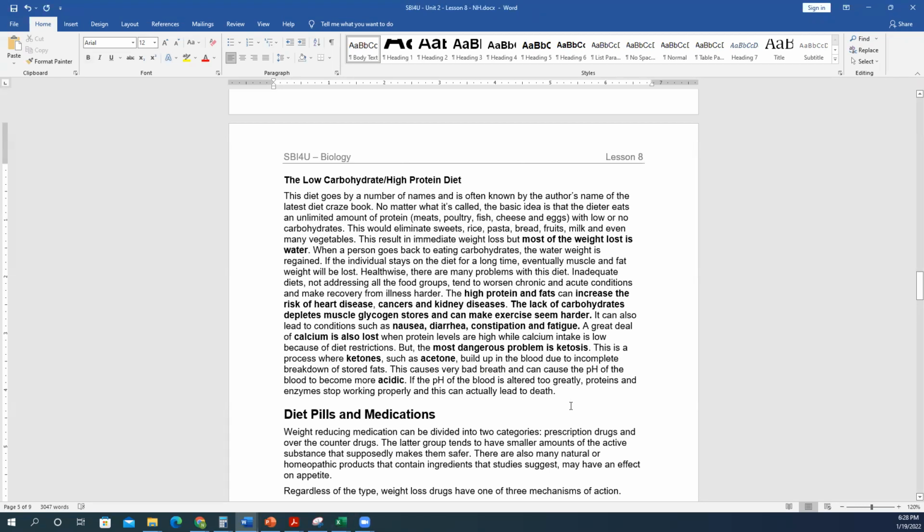A lot of people who are on this type of diet often will have that sort of breath, and it causes the pH of your blood to become more acidic, to start to go outside of its normal range. And if the pH of the blood becomes altered too much and becomes too acidic, then your proteins and enzymes will stop working properly. This can actually make you quite sick and even can lead to death. So there's definitely problems with both of these types of diets.